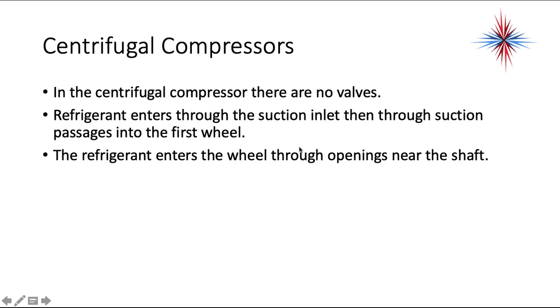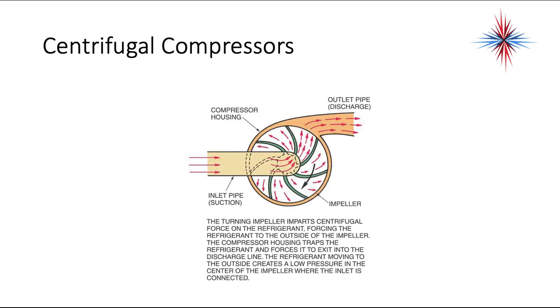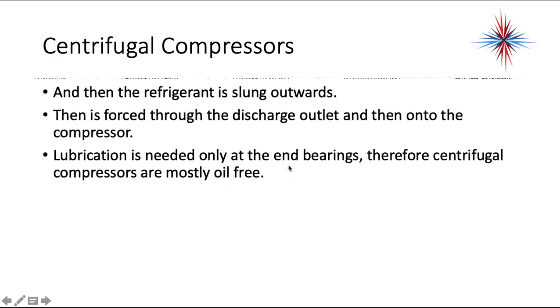In centrifugal compressors, there are no valves. The refrigerant enters through the suction inlet and then through suction passages into the first wheel. The refrigerant then enters the wheel through openings near the shaft, as I just showed you. So if we go back here, that refrigerant enters this spinning wheel through openings. The refrigerant is slung outwards. It is then forced through the discharge outlet and then onto the compressor.